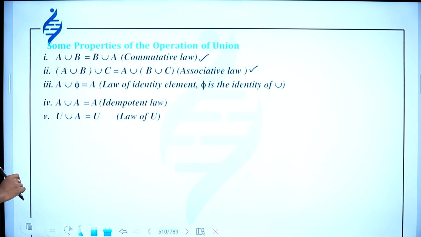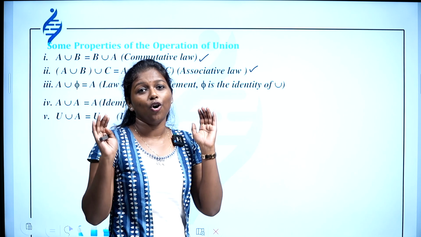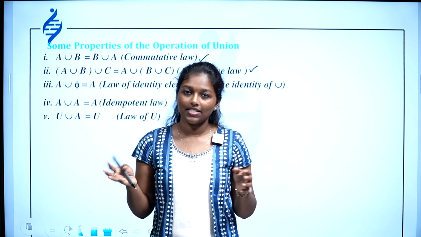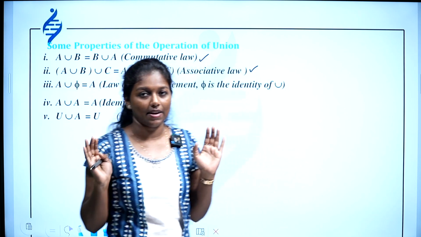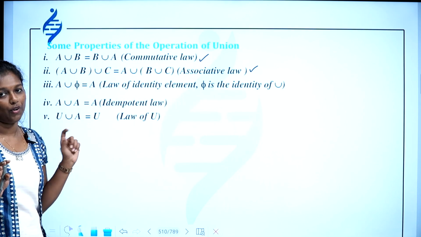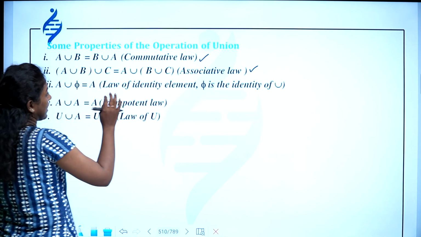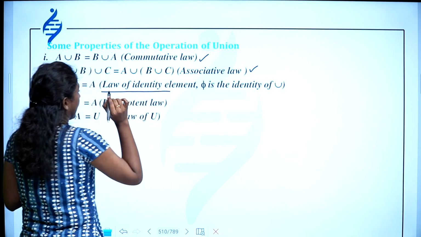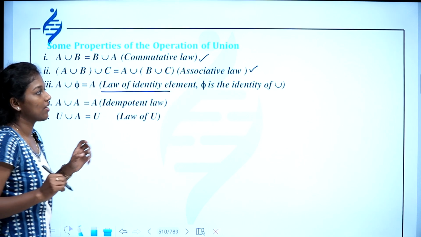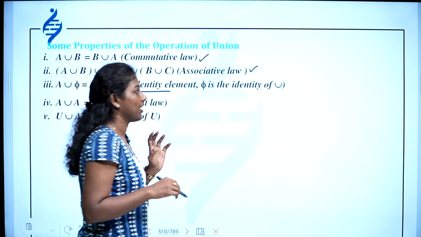Next, A union phi. A union phi means you have to write down all those elements in A and the elements of phi. Phi is a null set, right? There are no elements in phi. So you should write the elements of A, so A union phi will be equal to A. And this identity is known as law of identity element. Phi is known as the identity of union.